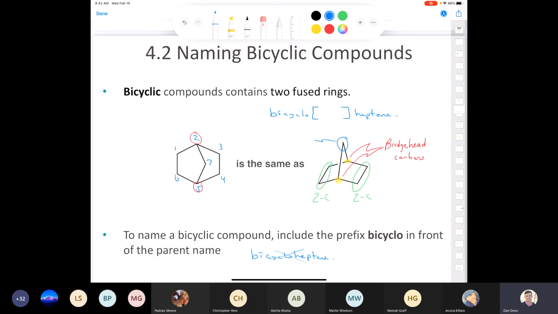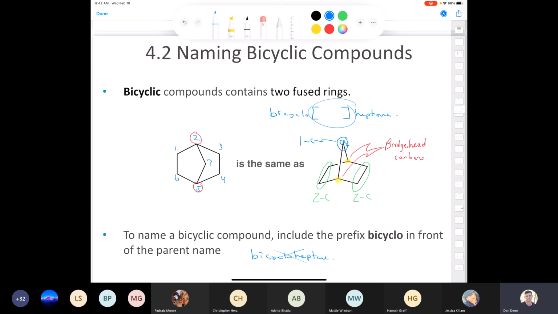Let's throw that out there to my students. It's not a trick question. Mr. Dion does not like the trick question. Is it 2? No, there's not 2. It's just 1 because this is just a methylene, right? It's just a CH2. So there's only 1 carbon in there.